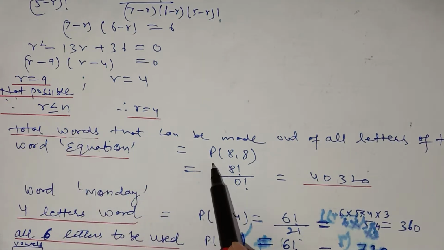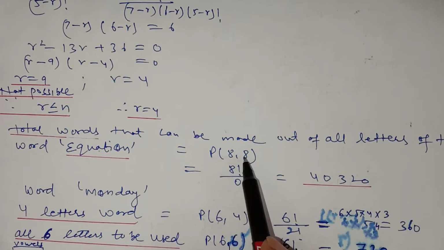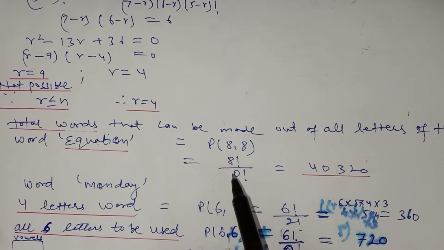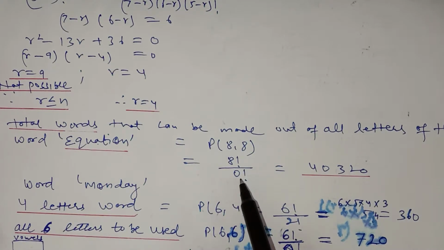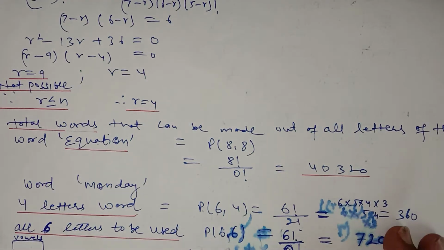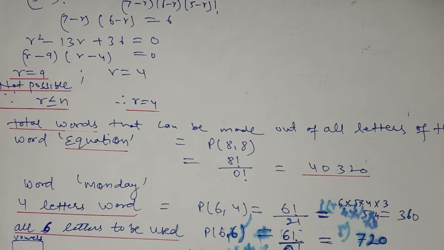be allowed. So the total arrangement will be permutation of 8 8, which can be solved by using the permutation formula n factorial upon n minus r factorial, and 0 factorial is 1. So 8 factorial will be 40320. So that is the total number of words of the word EQUATION when all the alphabets are to be used at a time. That means repetition cannot be allowed.